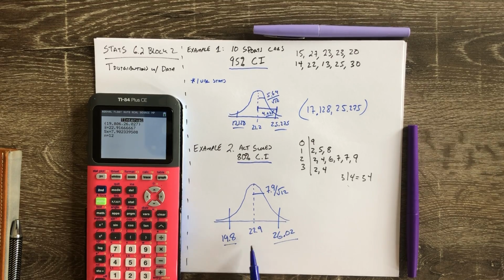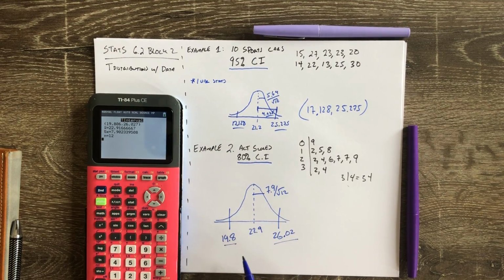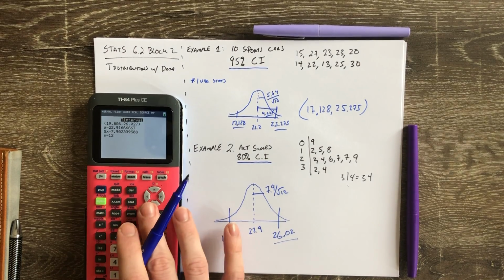Now some of you are like, well, that's really, really far. The reason why is because we're using an 80% confidence interval, right? And also our n is very, very small, with a big standard deviation.